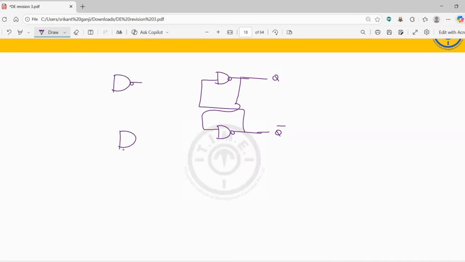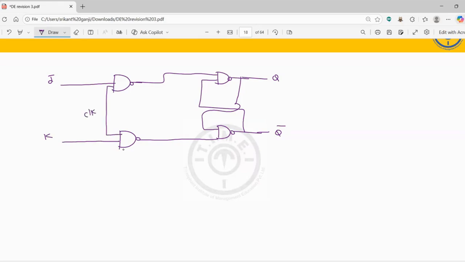Here also you can take one more NAND gate. So here one input is given here, and here also the same thing. This is going to be J, and this is going to be K. For these two, I am giving a clock input.